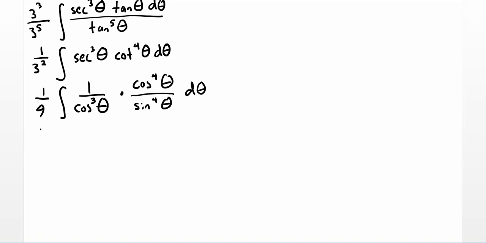All right, 1 over 9. I've got 4 cosines up here, 1 cosine, 3 cosines here. I'm going to cancel all but 1. This is cosine of theta divided by sine to the fourth theta d theta.